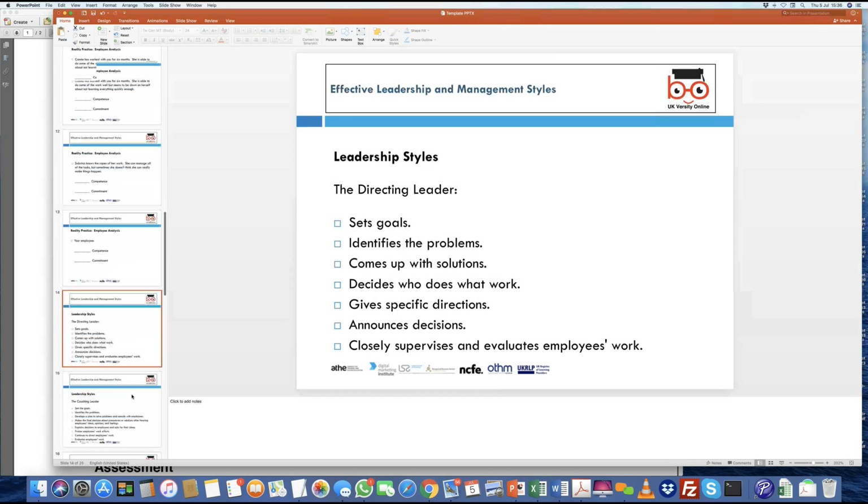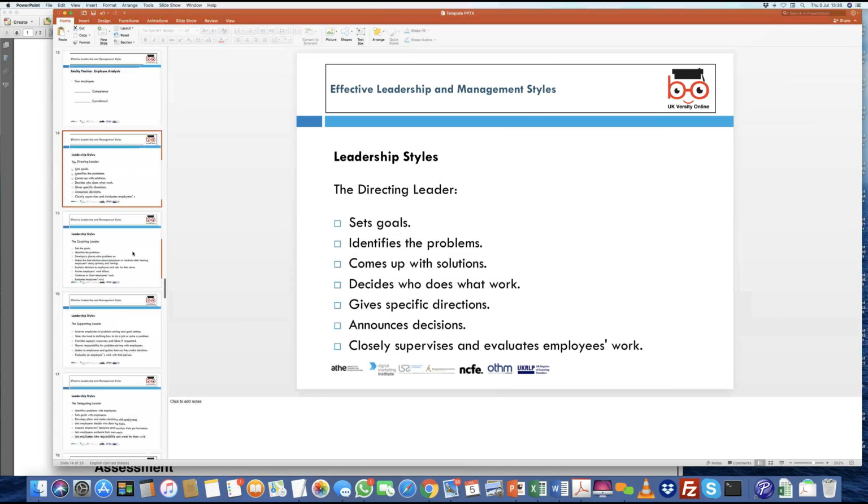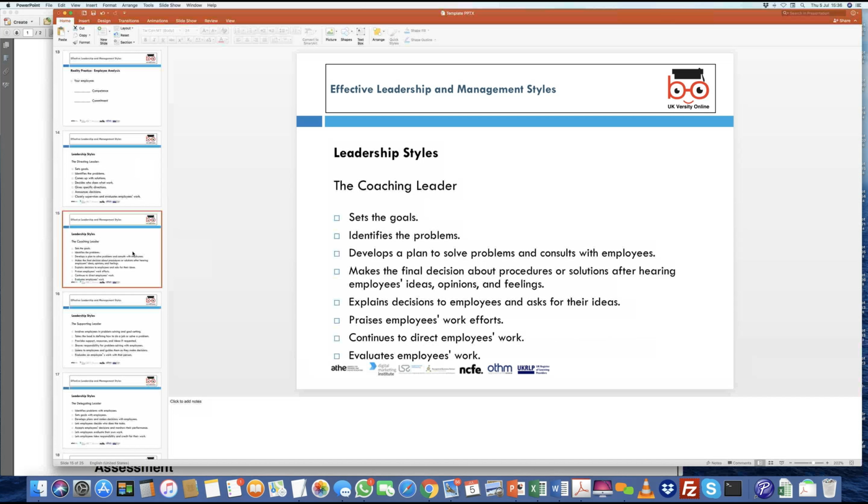Okay? Let's look at coaching style. Coaching style means you are in a mid-size or a fairly good-sized organization where you're able to set goals, you step back slightly from doing the day-to-day operational role, you're able to identify problems and give solutions, but in some cases you're able to delegate the decision-making which is required on a day-to-day basis.